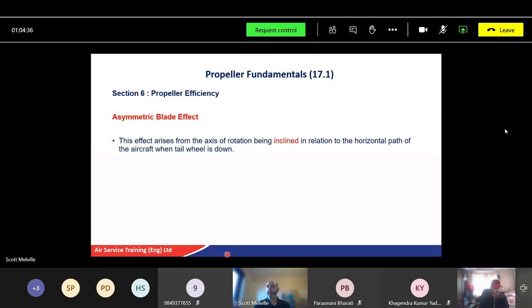So, asymmetric blade effect. The effect arises from the axis of rotation being inclined. What I mean is that instead of the aircraft being level, the actual aircraft is inclined. Now, normally it is. Your wings have an angle of incidence of about 2 to 4 degrees, but as the aircraft sits on the ground, some aircraft are pretty much level. That's fair enough. That would be your nose wheel steering type aircraft. But aircraft with a tail wheel tend to sit at a bit of an angle, don't they? As they taxi out, they tend to sit at a bit of an angle.